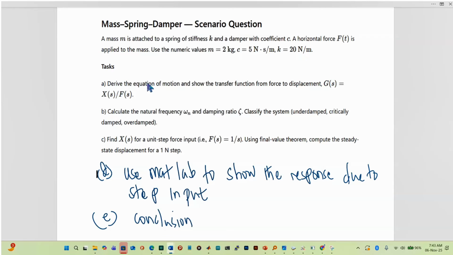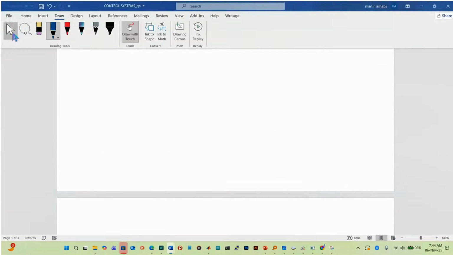The tasks are to derive the equation of motion and show the transfer function from force to displacement, calculate the natural frequency omega n and damping ratio zeta, then classify the system whether it is underdamped, critically damped, or overdamped, and find X of s for a unit step force. Then we shall use MATLAB to show the response due to the step input, and we shall give our comment at the end. So let's right away look at the solution to this problem.